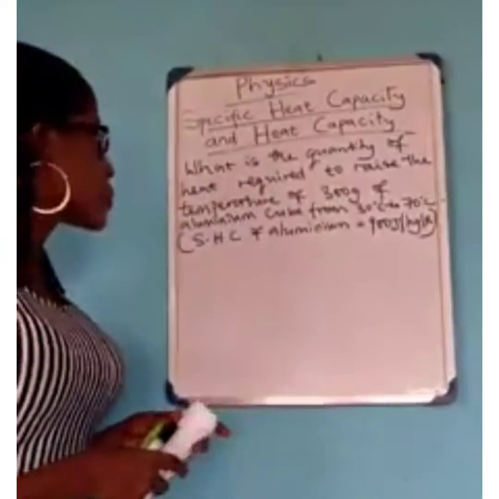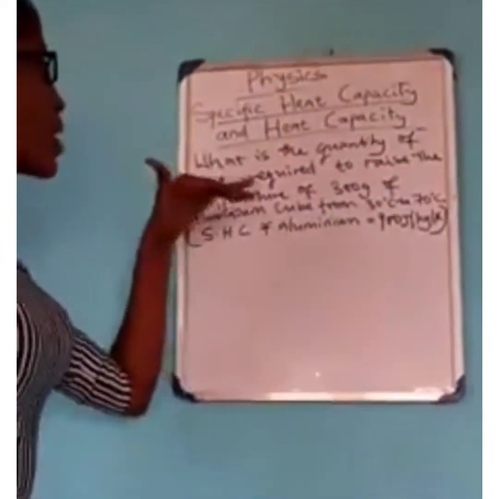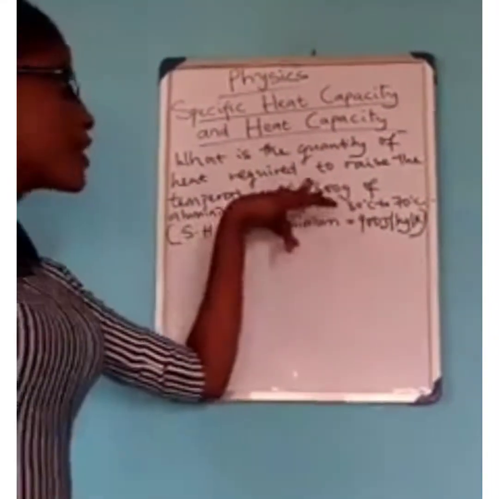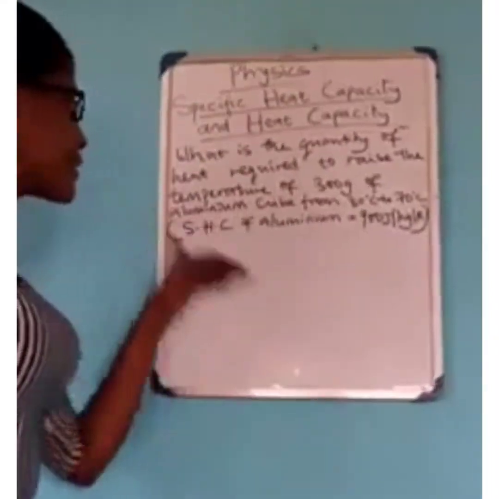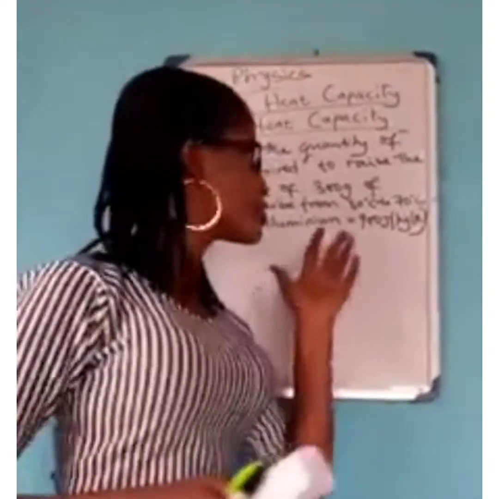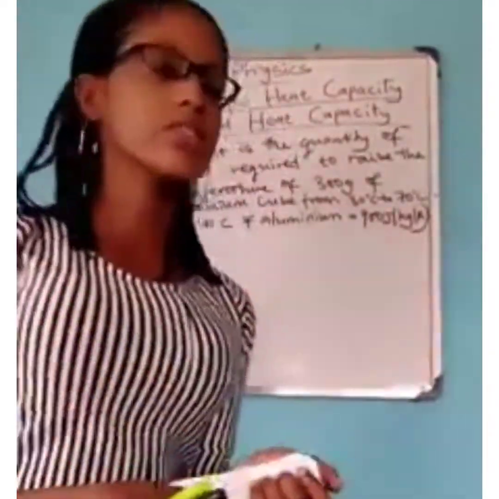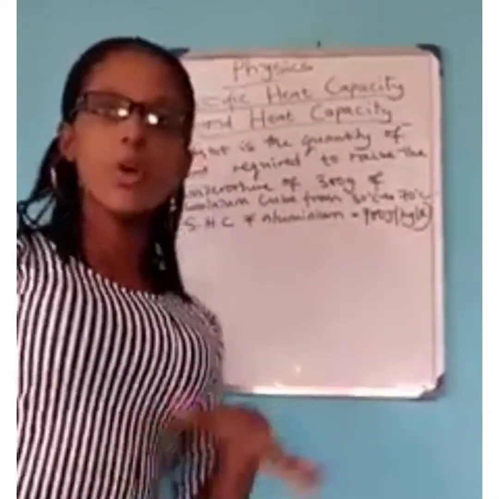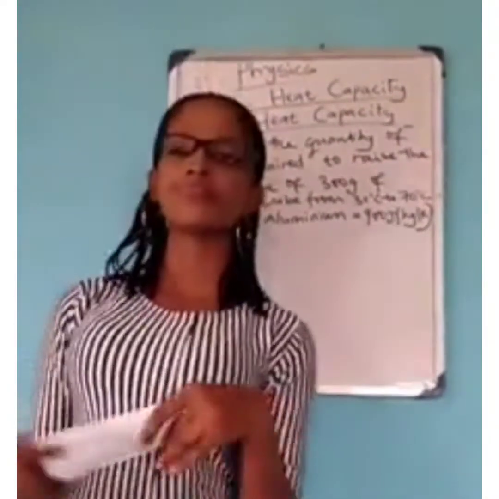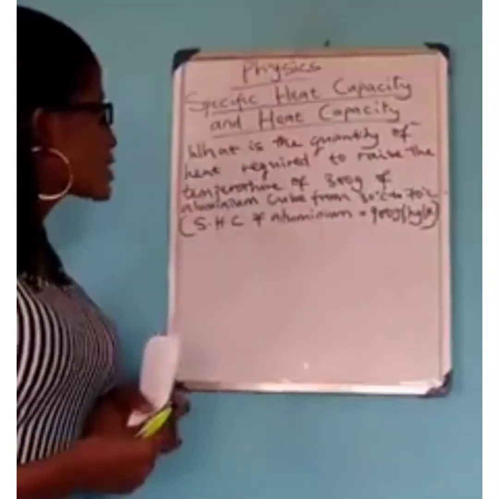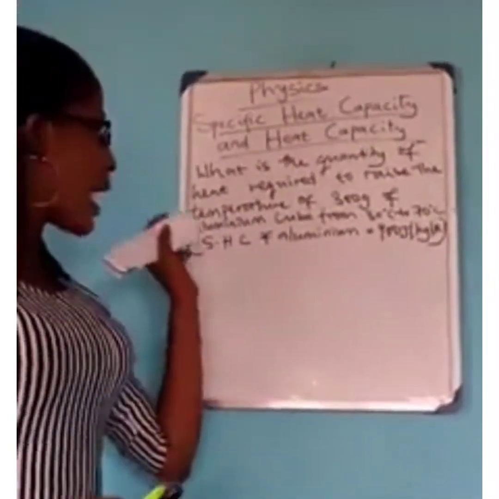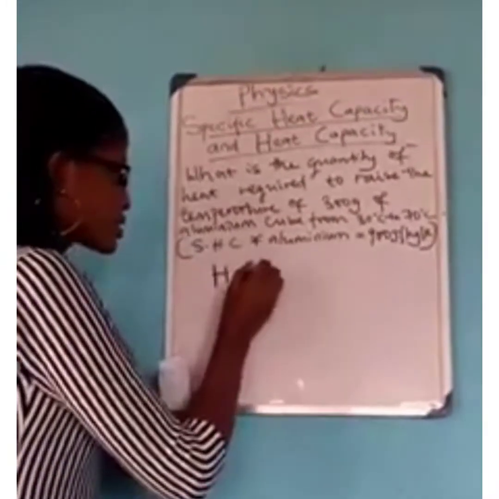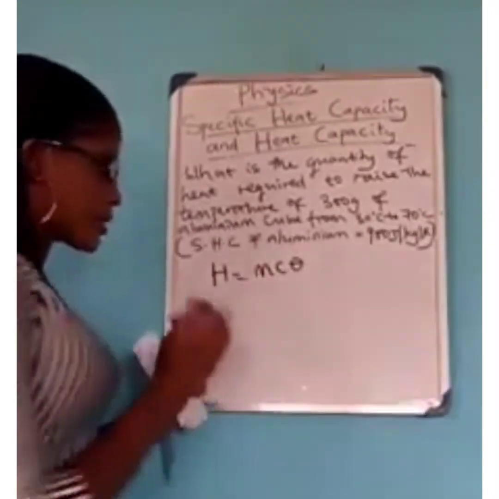We have the first question here. What is the quantity of heat required to raise the temperature of 300 grams of aluminium cube from 30 degrees Celsius to 70 degrees Celsius, given that the specific capacity of aluminium is 900 joule per kilogram per Kelvin? From this question, we are asked to find what? The amount of heat. Remember the formula for heat, which says that H is equal to mc theta.